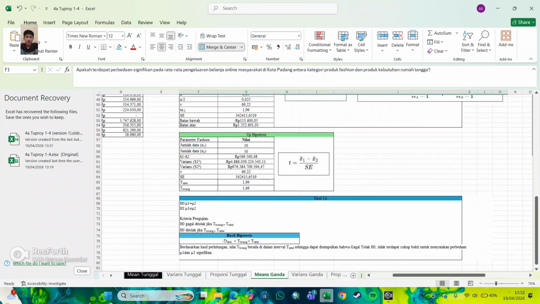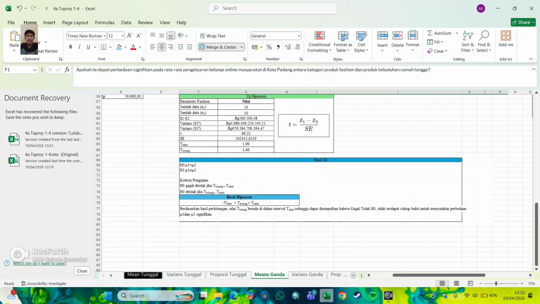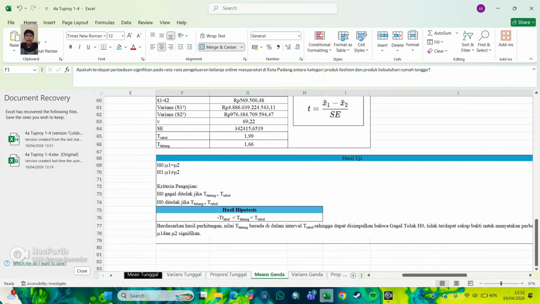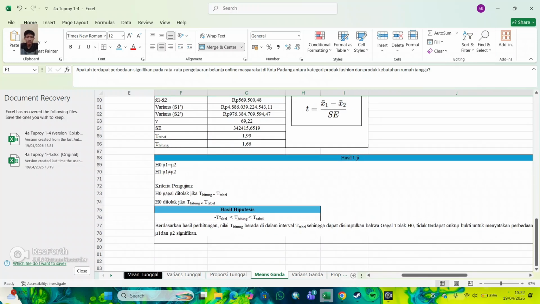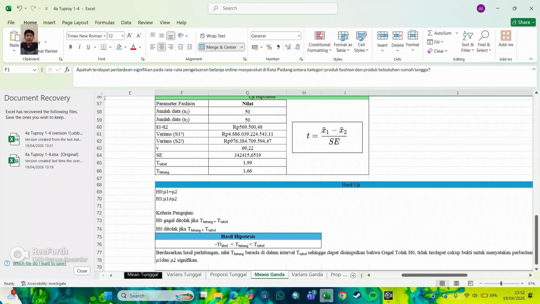The second one is the hypothesis test. For the new hypothesis, for H0, we assume that mean 1 equals mean 2, that the average from sample 1 is the same as the average of sample 2, and H1 is that mean 1 is not equal to mean 2. Then we can test it by using the t-test. The first one, we look for the critical point in t. We use v of 69.22 and alpha of 0.05. We get the t table value of 1.99.